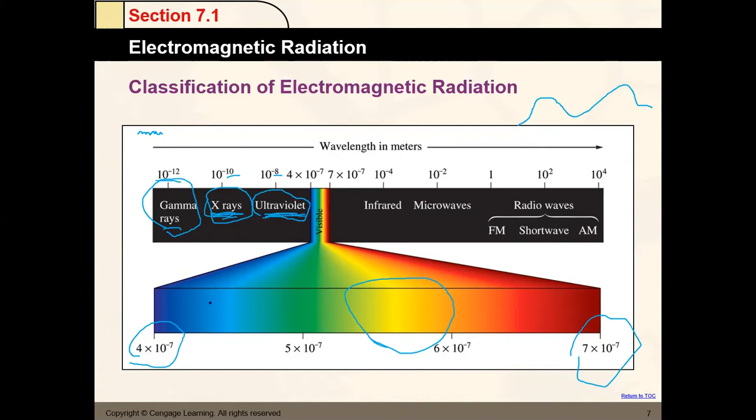Visible is not, right? So it is 4 times 10 to the minus 7 to 7 times 10 to the minus 7. Then comes the infrared. Now there are some thermometers that are infrared. They measure the amount of heat that your body is producing. So the infrared is normally associated with heat. That's exactly what infrared is known for, the heat is the infrared light.